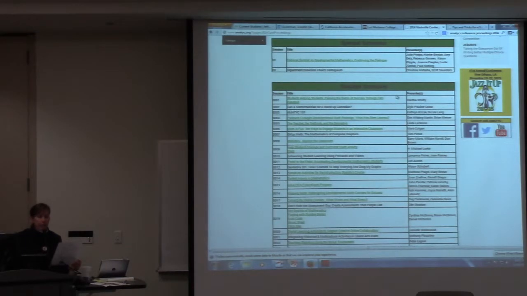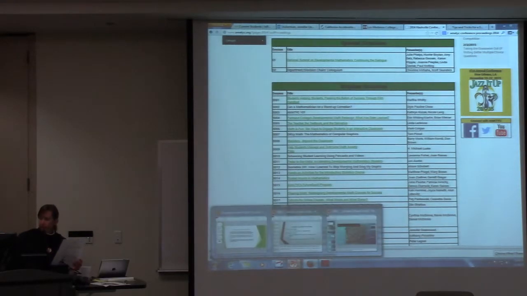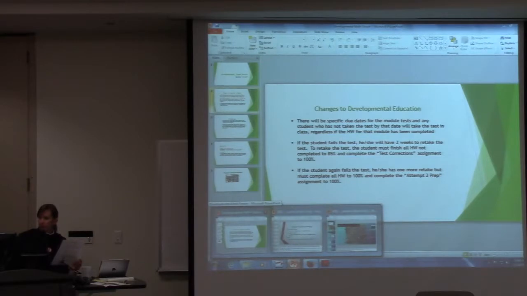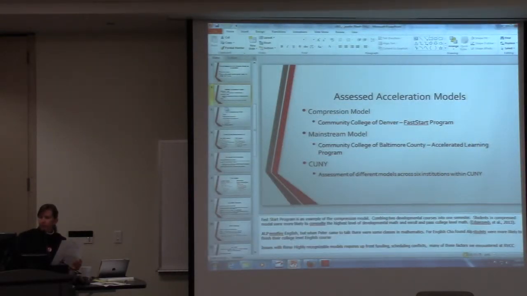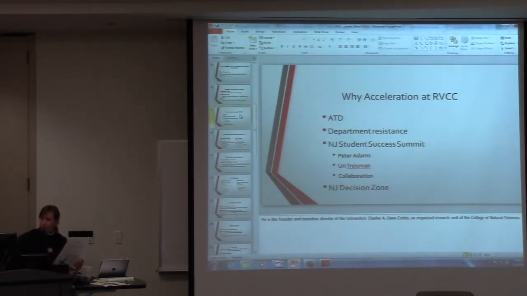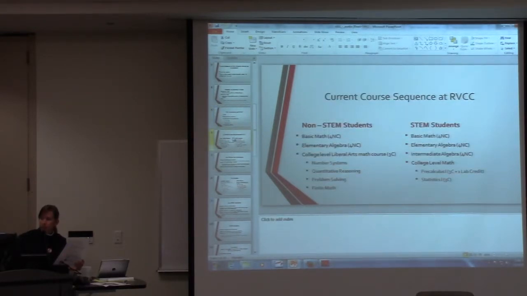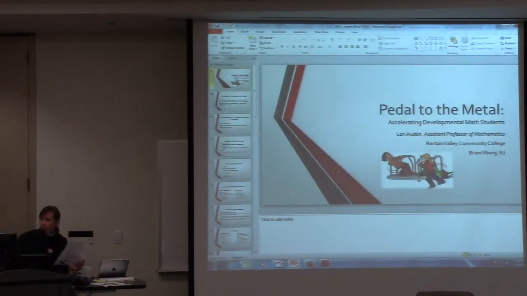Pedal to the Metal, Accelerating Developmental Math is S11. It's actually right here, by Lori Austin. I've already opened it. Here it is. And they talk about their programs. Here's some names that are pretty common. Yuri Tresman, and looking at the summit, and looking at course sequences, which is pretty standard. And so they have information about what they've done here. This was not a talk I attended, but it's certainly information worth reviewing as a resource.